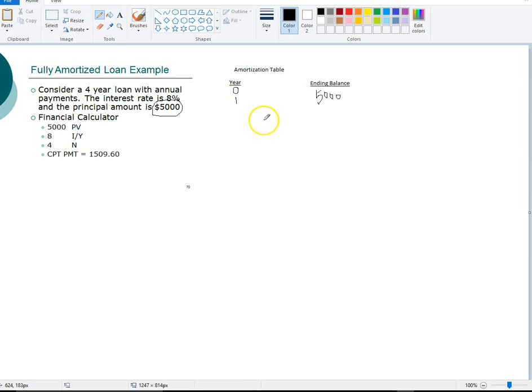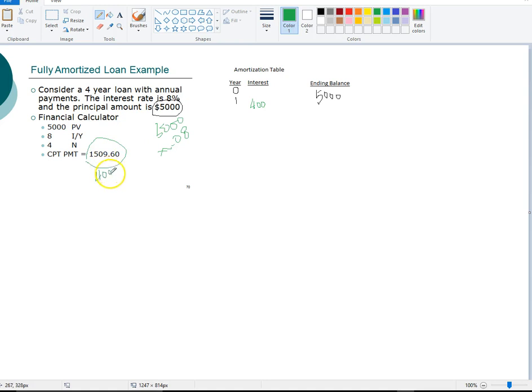So let's take a look at how much interest you owe the bank at the end of year one. In year one, you owe the bank $5,000 because that's your ending balance. And the interest is 8%. So 8% on $5,000, you can work that out on your calculator. So 8% on $5,000 is $400. So in year one, we owe the bank $400 in interest. Remember that we paid the bank a total of $1,509.60.